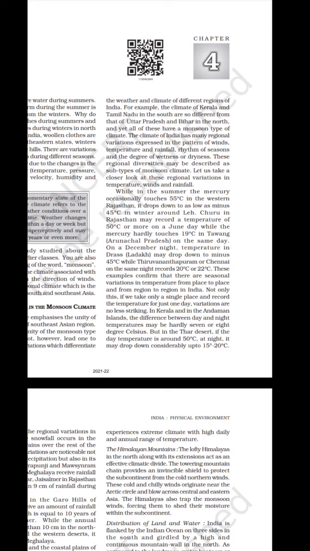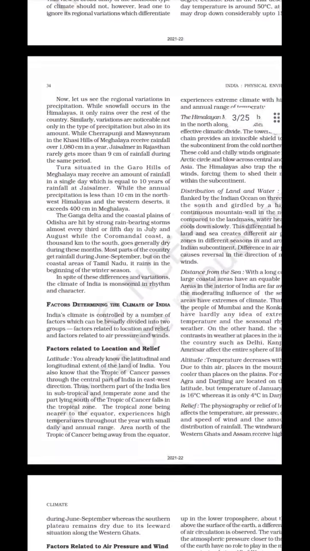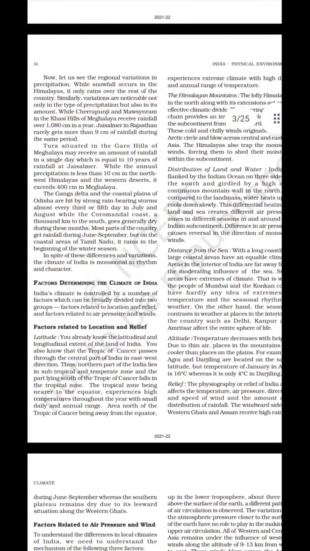Not only this, if we take only a single place and record the temperature for just one day, variations are no less striking. In Kerala and in the Andaman Islands, the difference between day and night temperatures may be hardly 7 or 8 degrees Celsius. But in the Thar desert, if the day temperature is around 50 degrees Celsius, at night it may drop down considerably, up to 15 to 20 degrees Celsius. Now, let us see the regional variations in precipitation.